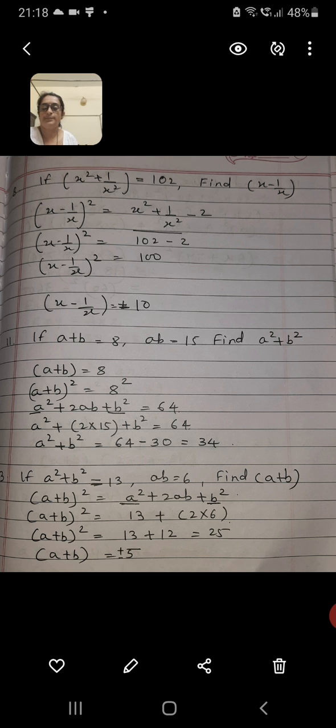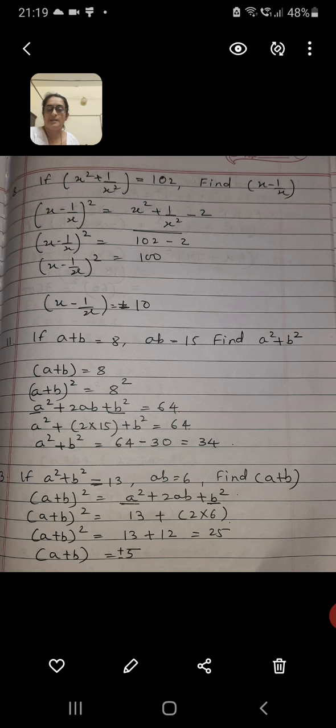Next question, a square plus b square value is given, that is 13. ab is 6. You have to find out a plus b. Now a plus b, we have a square plus b square value, even ab's value. So we'll use a plus b the whole bracket square, and you can utilize the values which we know. So a plus b the whole bracket square, if you do, that gives you a square plus 2ab plus b square. Now whatever values we know, we'll put it there.